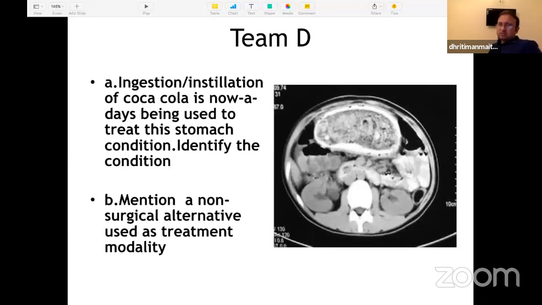Identify the condition which you could find in patients with trichotillomania. So this is a bezoar, phytobezoar. No, it's a trichobezoar in a patient, and a non-surgical alternative would be we can use preventive therapies like cognitive behavioral therapy for this patient. Listen, since I gave you the hint, I will ask you to mention the syndrome. Name of the syndrome associated with trichotillomania.